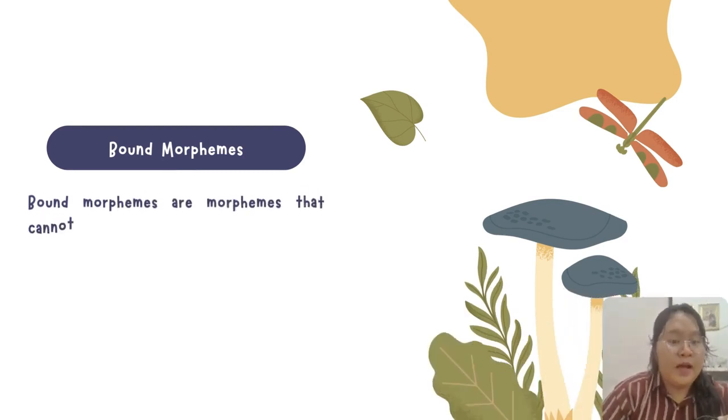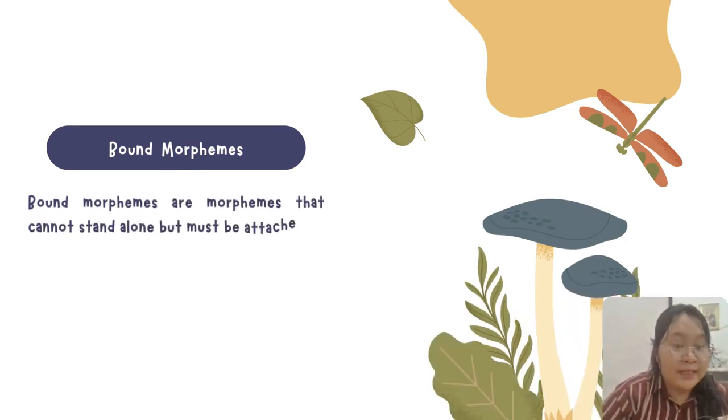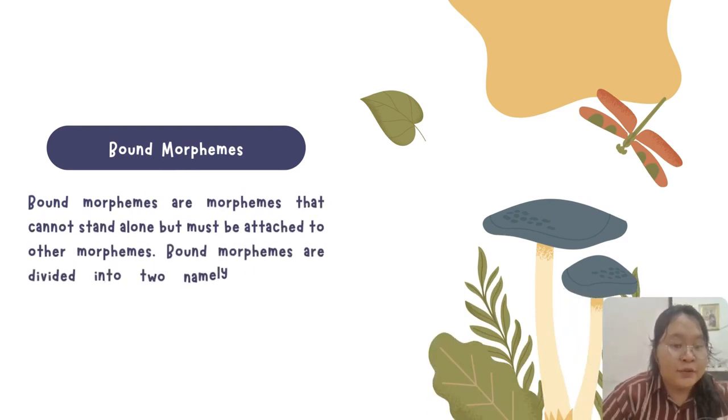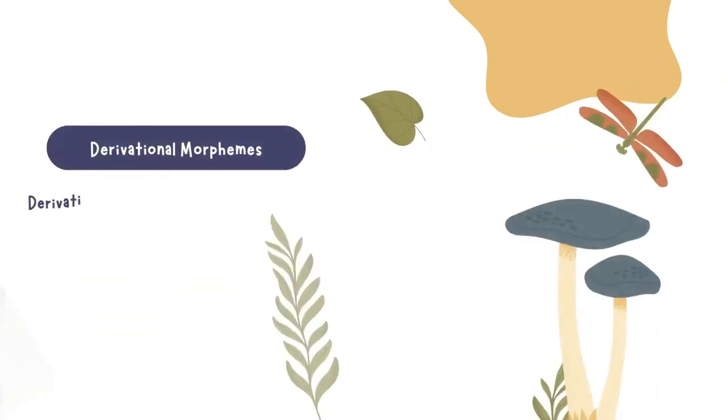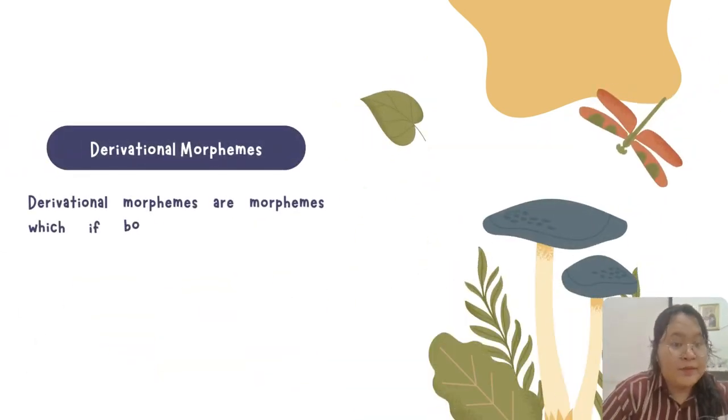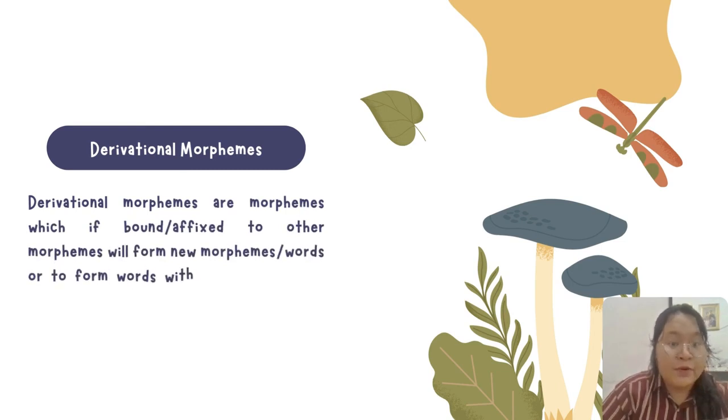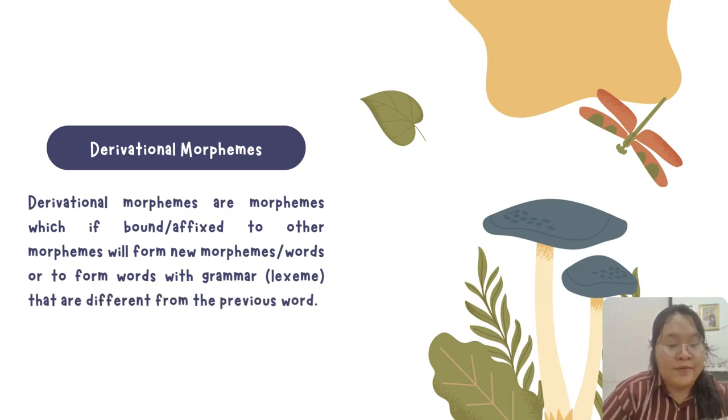Bound morphemes are morphemes that cannot stand alone but must be attached to other morphemes. Bound morphemes are divided into two, namely derivational morphemes and inflectional morphemes. First one is derivational morphemes. Morphemes of this kind, if bound or affixed to another morpheme, form a new word or change the word's grammatical category, so they are different from the previous word.